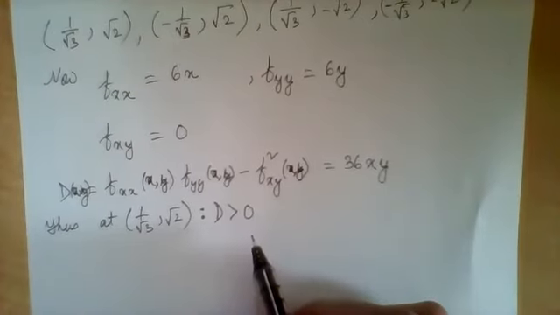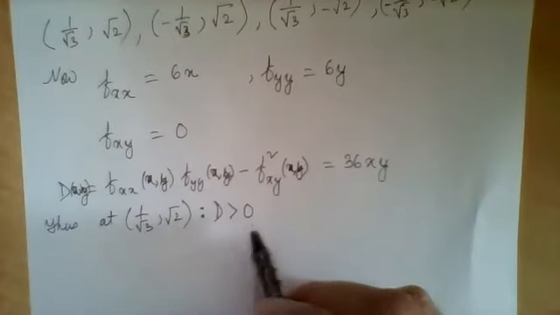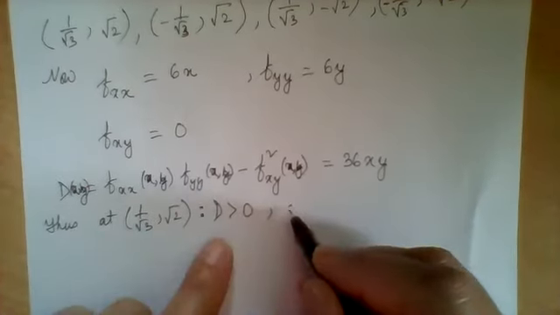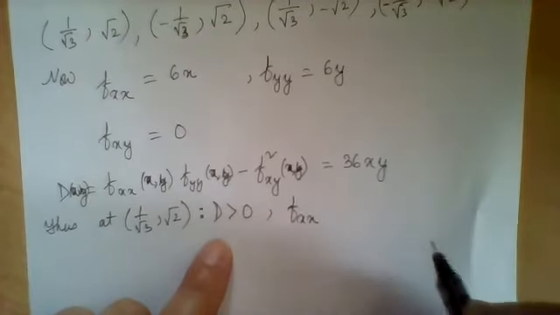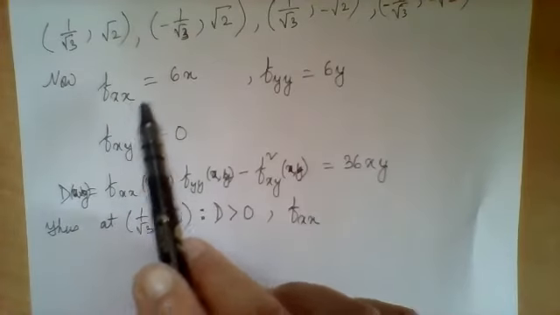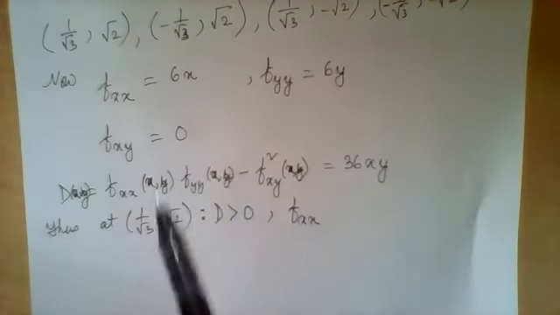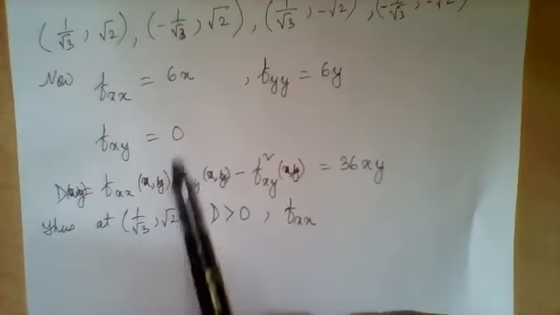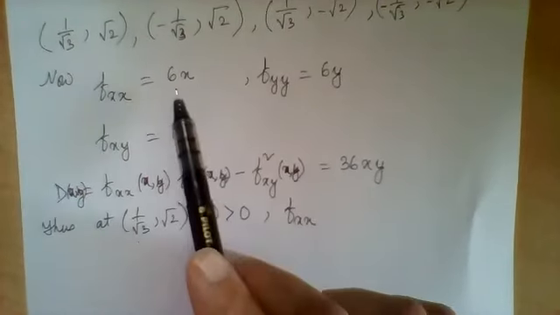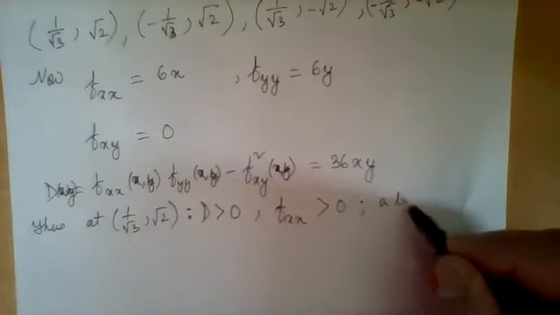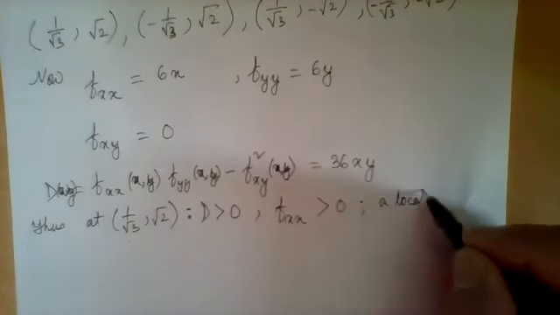It can either be a local maxima or a local minima. So D is greater than 0 and D is not 0. Let us check the sign of fxx. fxx is 6x, and x is 1 by root 3. So when x equals 1 by root 3, 6x will be a positive number. So this is again greater than 0. Therefore, the function has a local minimum.